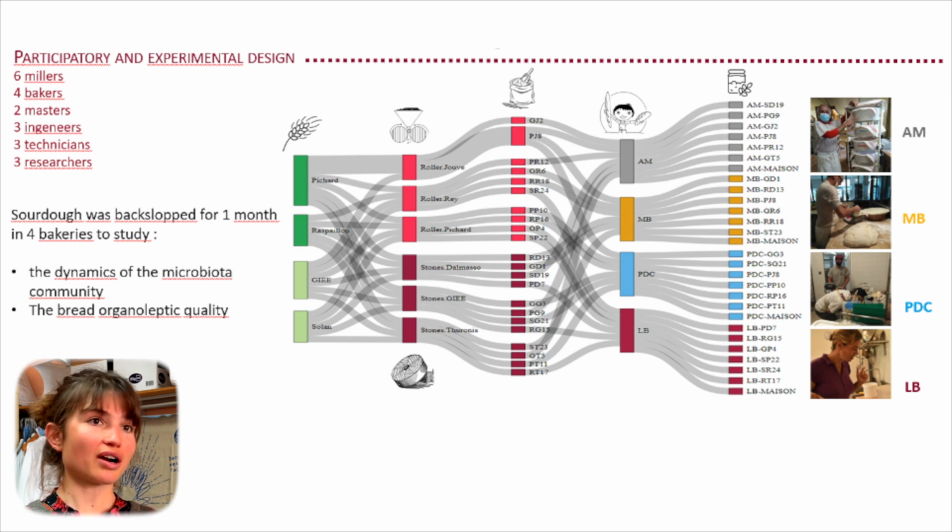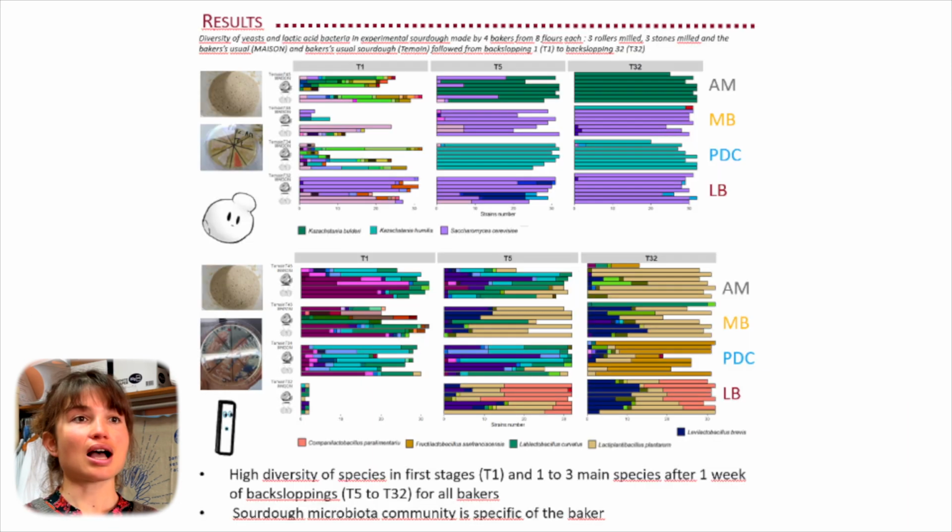So at first, we characterized flour parameters. Then we analyzed sourdoughs all along the month of backsloping in terms of microbial density and specific composition. At the end, we analyzed bread proteins and sugar content and bread aroma compound ratios. I will present you 2 of the main results.